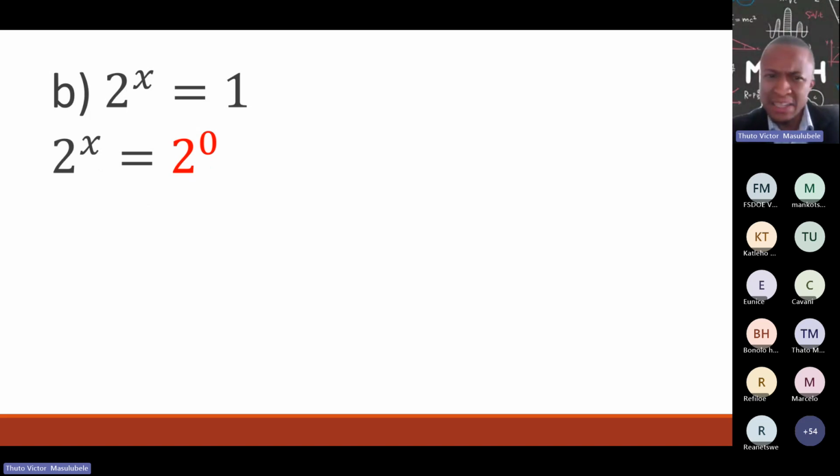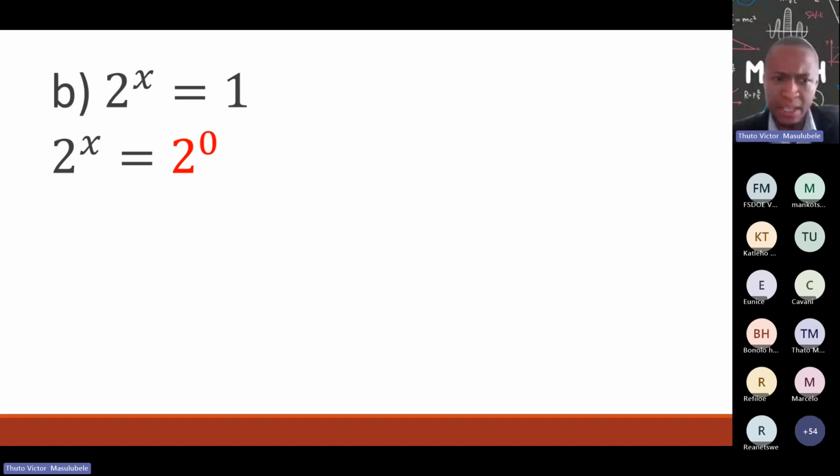As you know, any base to the power of 0 is equal to 1, provided that base is not equal to 0. So in other words, 0 to the power of 0 is not equal to 1. But any other base except for 0 that is raised to the power of 0 will always give you 1. So 1 can be expressed as 2 to the power of 0.